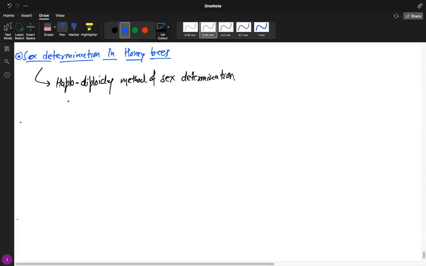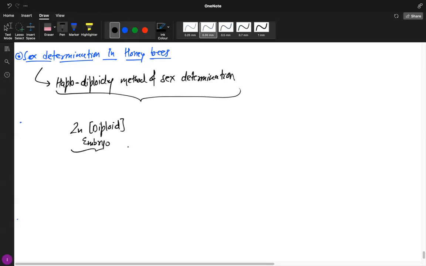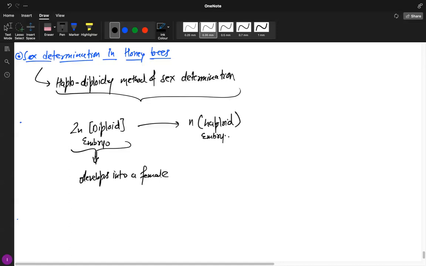What it means is that if any bee has 2N, that is, it's diploid, so any embryo that is diploid will always develop into a female. And a haploid embryo, you know by now what is a diploid and haploid, correct? Yes, sir. Develops into a male.